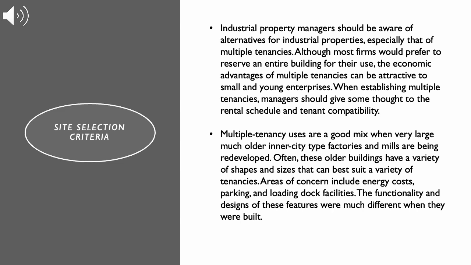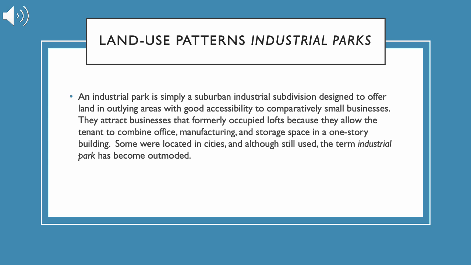Areas of concern include energy costs, parking, and loading dock facilities. The functionality and designs of these features were much different when they were built. Land use patterns. Industrial parks. An industrial park is simply a suburban industrial subdivision designed to offer land in outlying areas with good accessibility to comparatively small businesses. They attract businesses that formerly occupied lofts because they allow the tenant to combine office, manufacturing, and storage space in a one-story building.